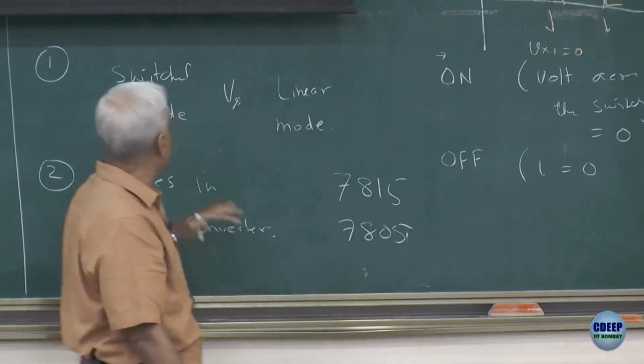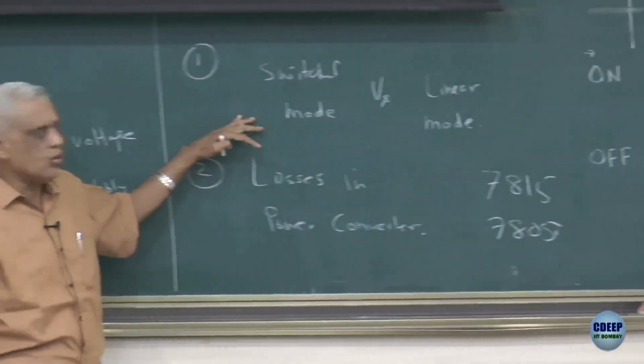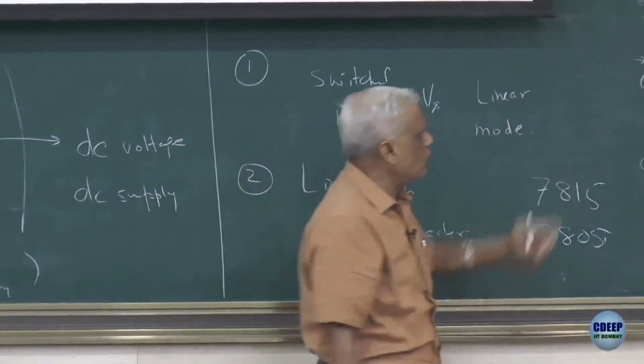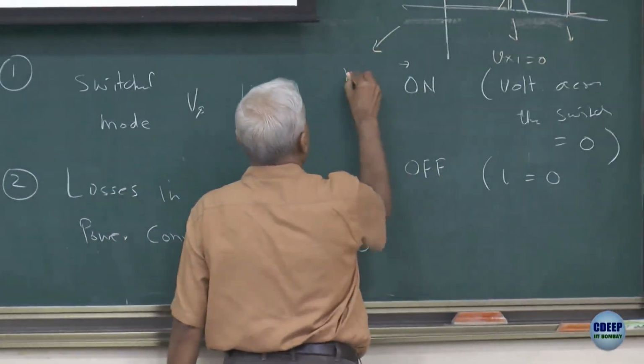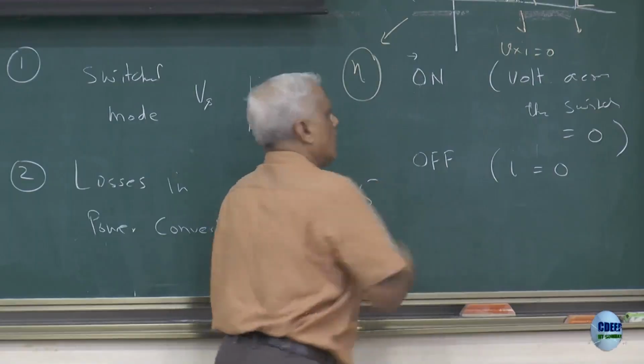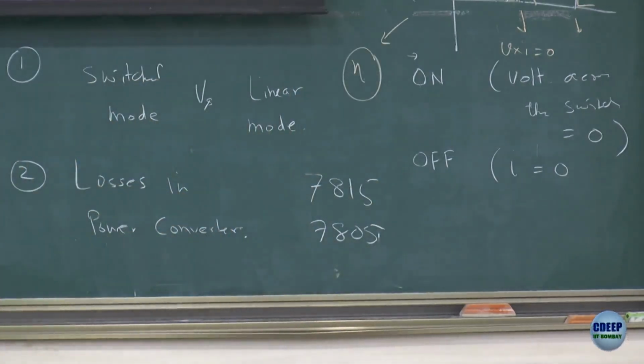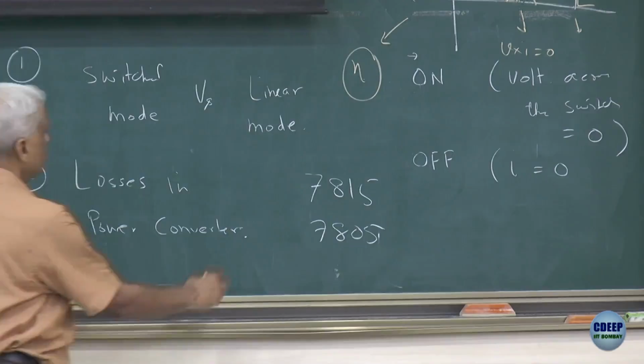So I think I have told you about the switch mode and the linear mode now. I have told you a little bit about losses. This, as you know, would have a direct bearing on the efficiency or the loss of the power electronic converter that you are using. So both these things are.